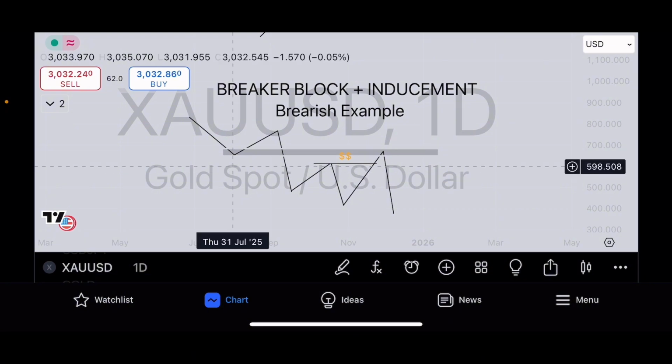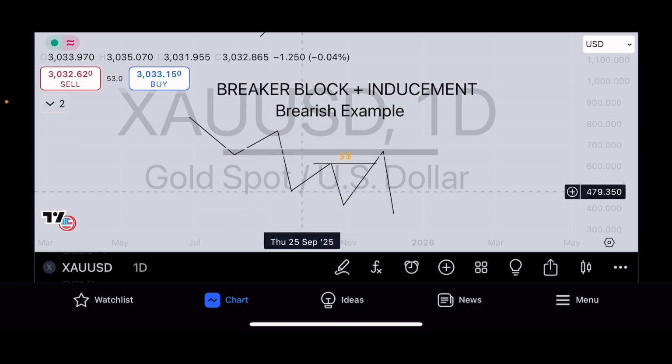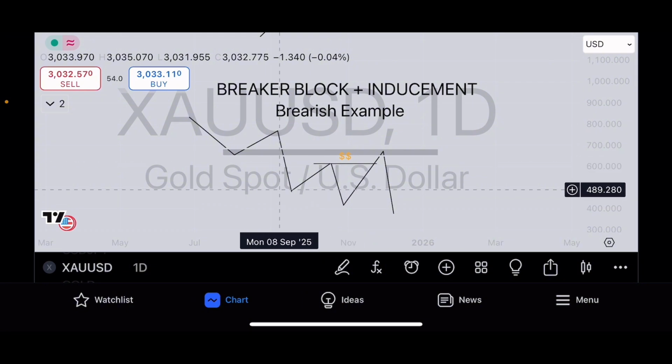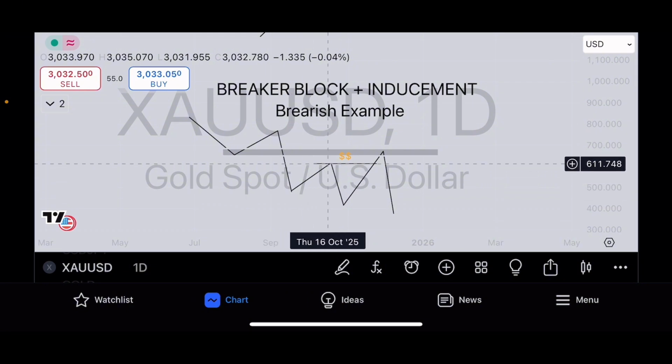Just like I illustrated here, as you can see, we have a valid demand zone here. So the market broke it. Then we had another supply zone here. It broke structure, which makes this supply valid. So there is a lot of liquidity resting here. That's why I labeled it with the dollar sign, which means money.